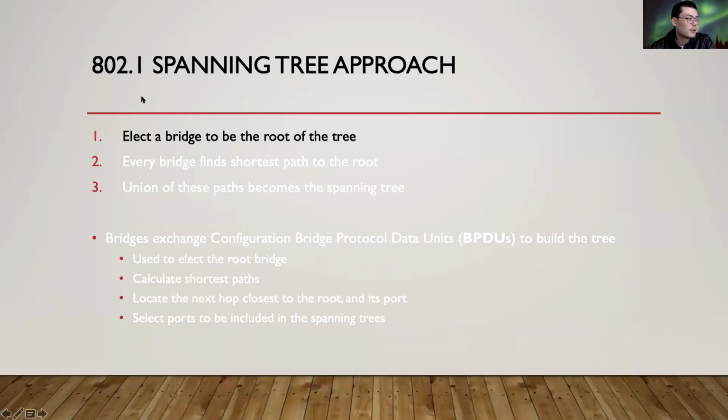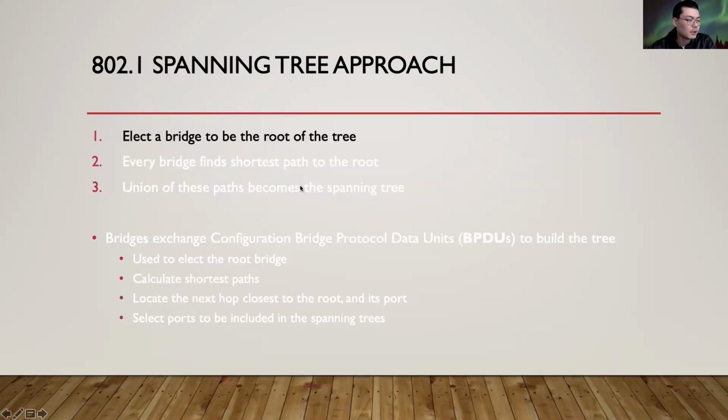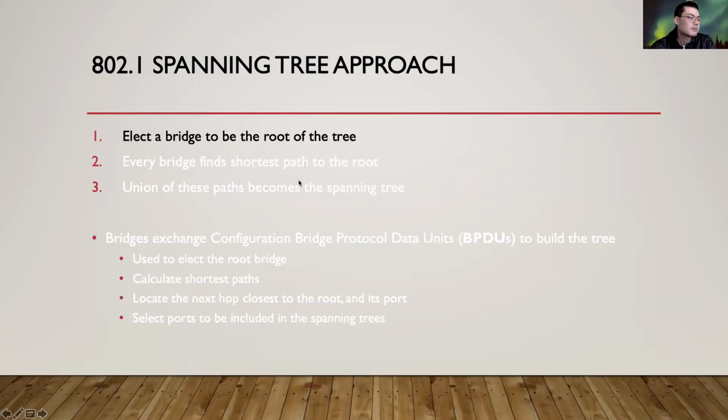So as a summary for this 802.1 spanning tree approach, what we are doing is we elect a bridge to be the root of the tree. Let's say it's 5. You can just have everyone elect and find the one with the smallest MAC address. I think that's one solution. You can have another way, like diameter, but that needs a lot more communication, right?